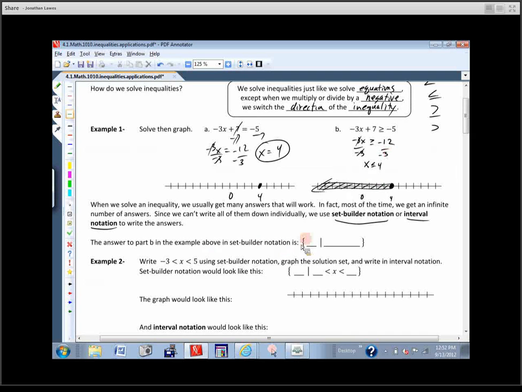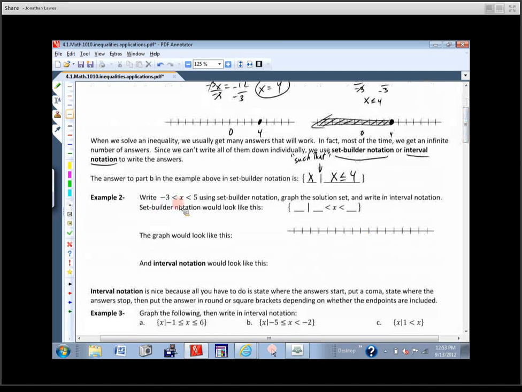The variable is x, so we have these set brackets, and I write down x. This vertical bar right here literally is interpreted this way, such that. It means those words. So x such that, and then we just write down the answer, such that x is less than or equal to 4. Any questions? Okay, that's called set builder notation.